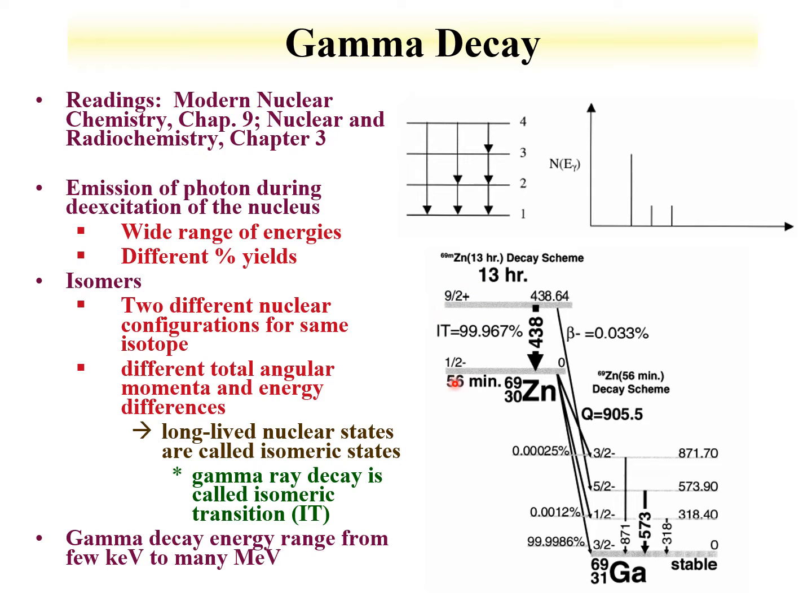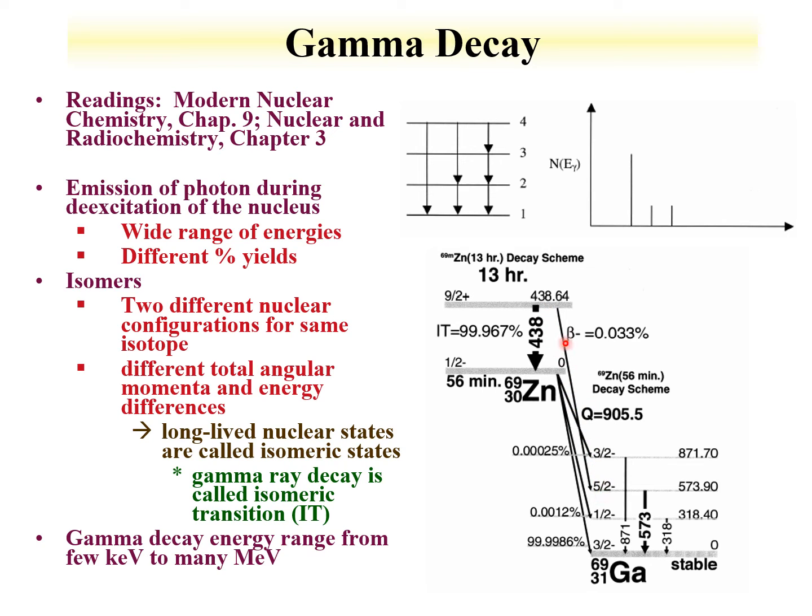And we see that this metastable state can decay either by emission of a photon to the ground state, and that occurs 99.967% of the time. Then a small percentage of the time, it'll decay by beta directly to the daughter. And as you can imagine, it would most likely decay to different states through the beta decay from the ground state, since it's going from 9/2 plus.